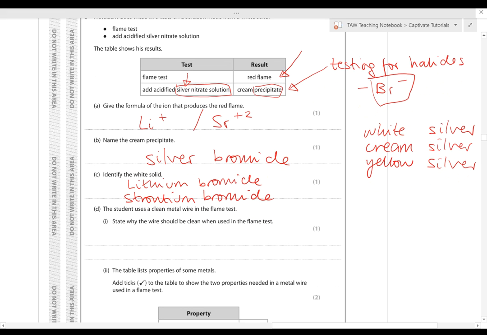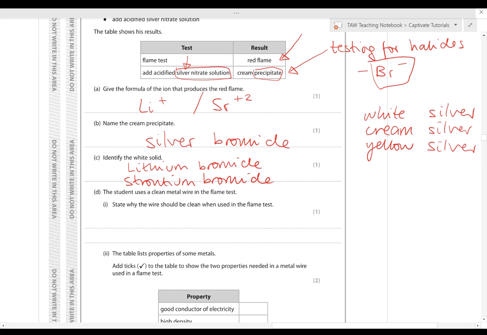So when we're doing flame tests, moving on to D, we've got to clean the wire in between flame tests. The reason we do this is that if you're doing lots of flame tests, there might be some residue of the previous substance left on the wire, and we don't want that to contaminate our new flame test. So the reason is to remove any contamination or impurities that might be left on the wire. So contamination or impurities.